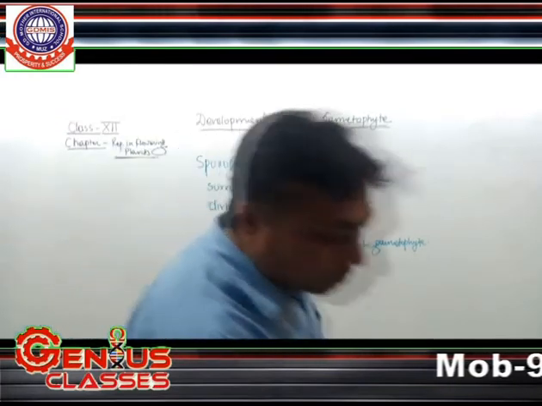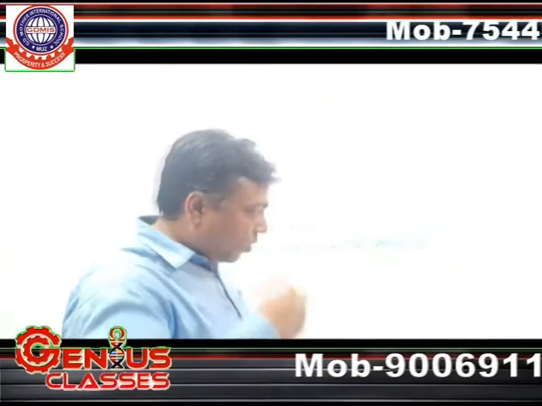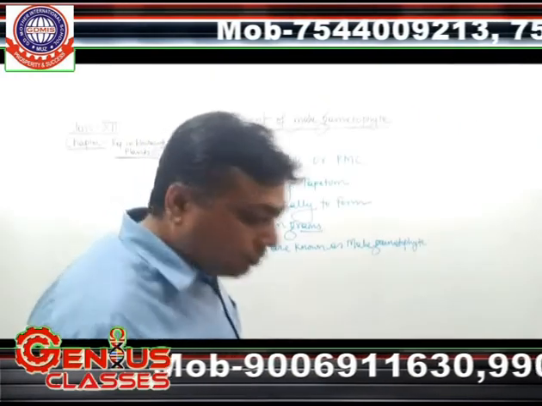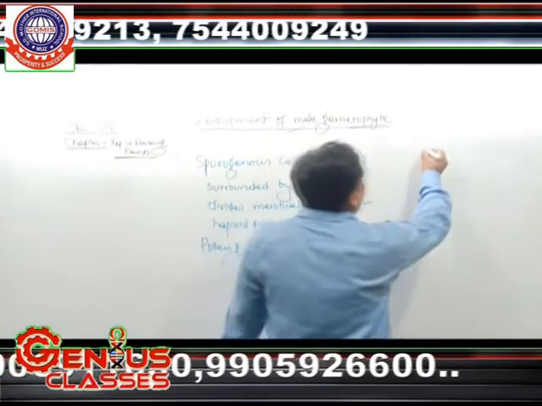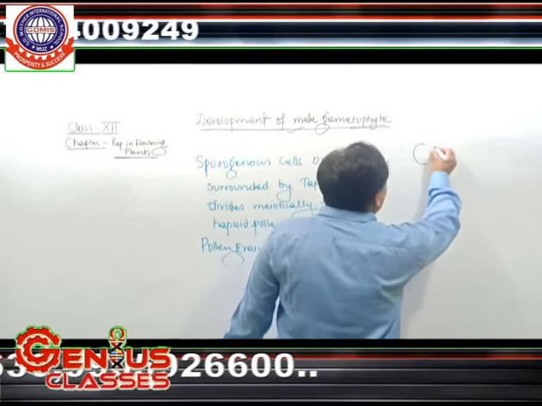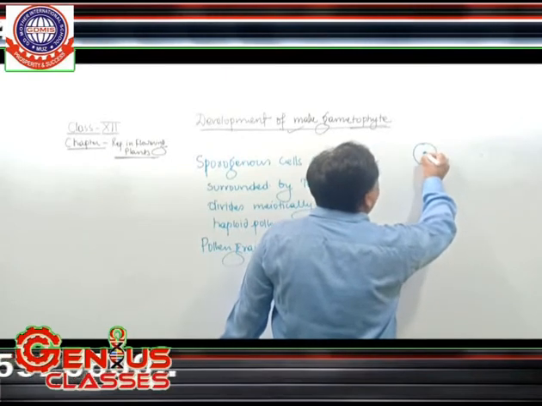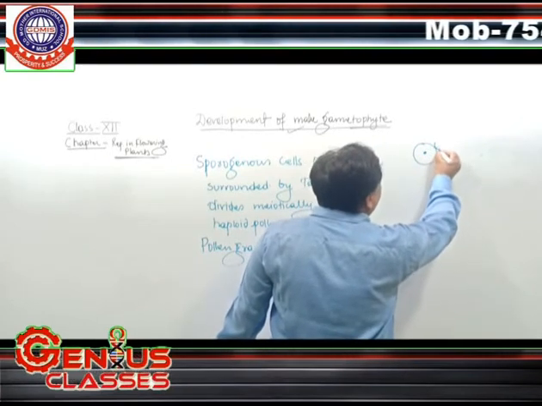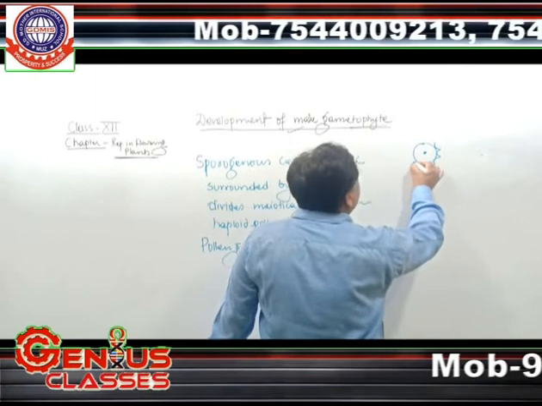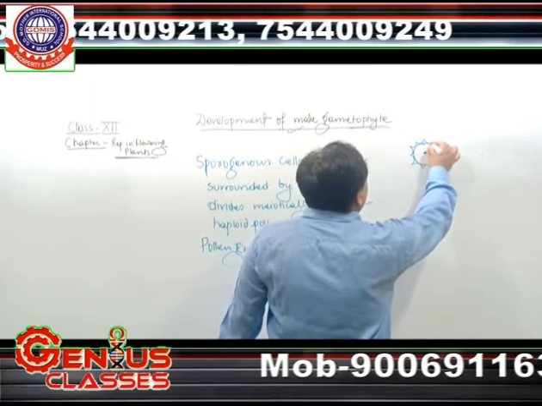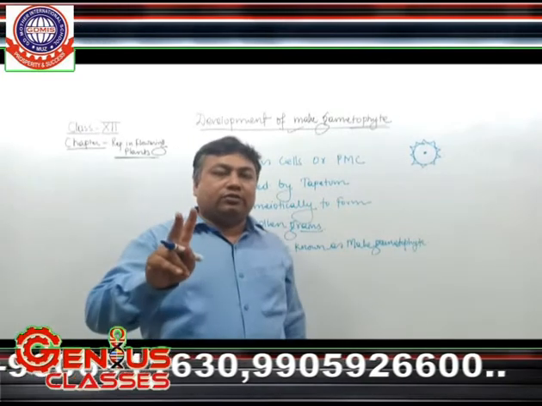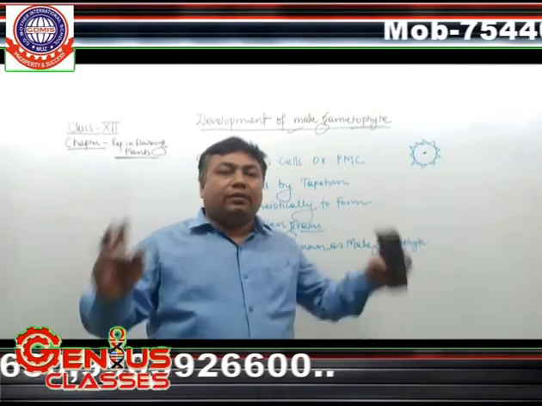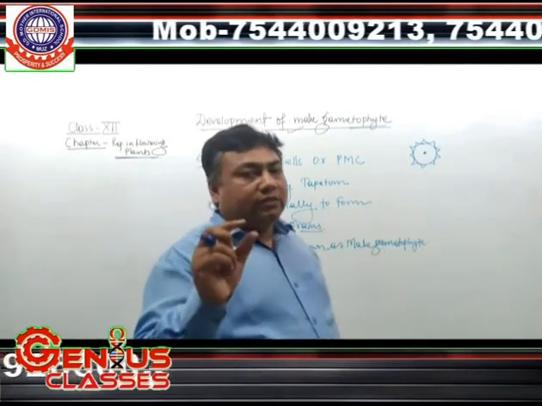Now, the male gametophytes or pollen grains are made up of two layers. That means they are covered by two layers.